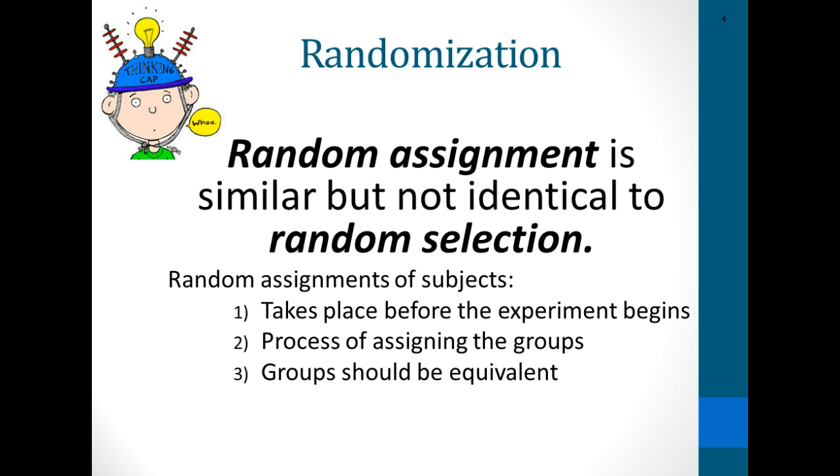And essentially what it means is that every individual who's participating in the experiment has an equal chance of being assigned to any of the experimental or control conditions that are being compared, right? So randomization refers to that process of assigning the groups, and in some of the best designs you want to make sure that those groups that the researcher is taking a look at have some type of equivalency.